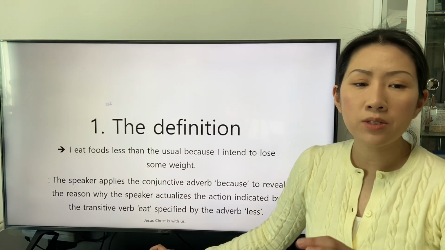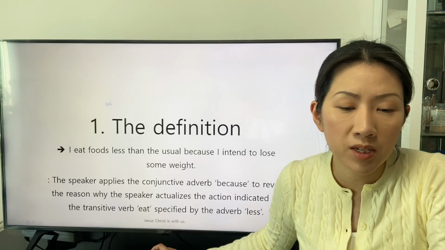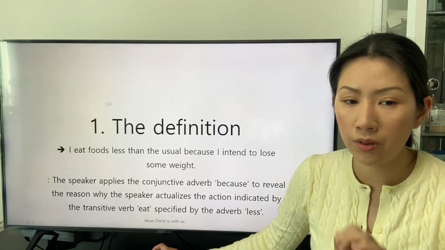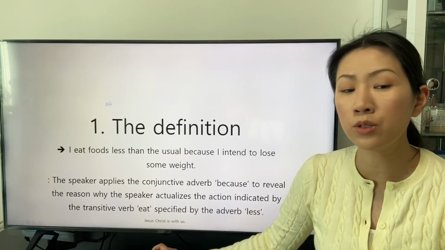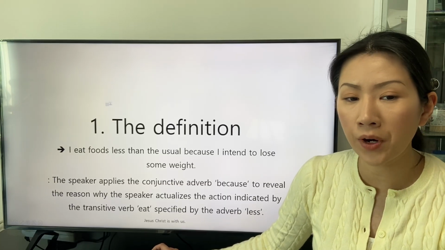The speaker applies the conjunctive adverb because to reveal the reason why the speaker actualizes the action indicated by the transitive verb it, specified by the adverb less.